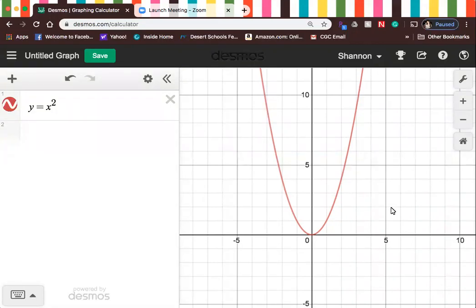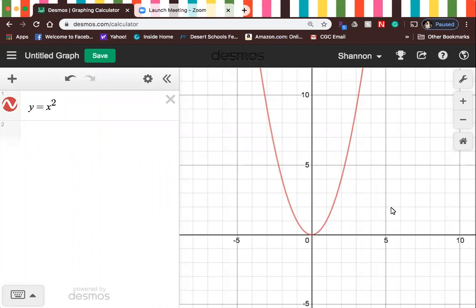Okay, so you'll see that there's 4 functions given to you. The very first one is x squared, then x cubed, x to the 4th, and x to the 5th. So starting with x squared. The parent function of any graph is just the most basic bare bones function possible.